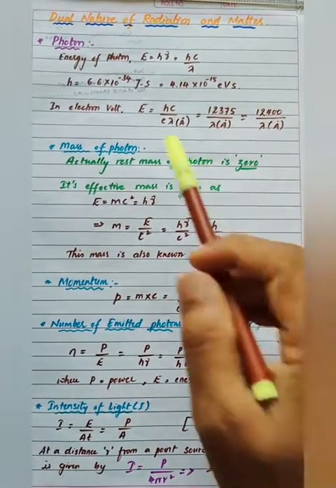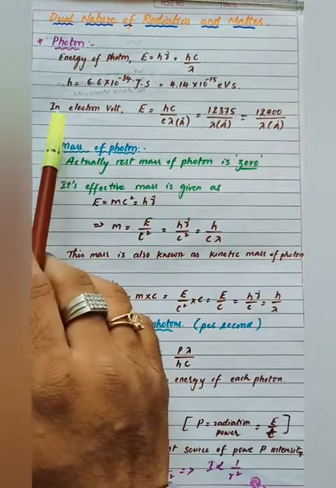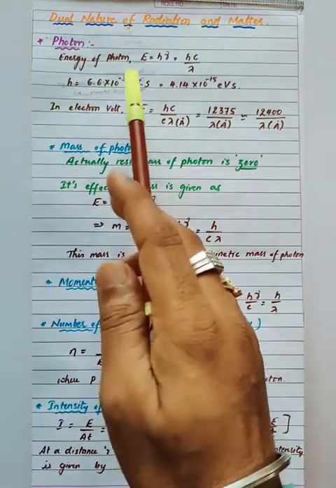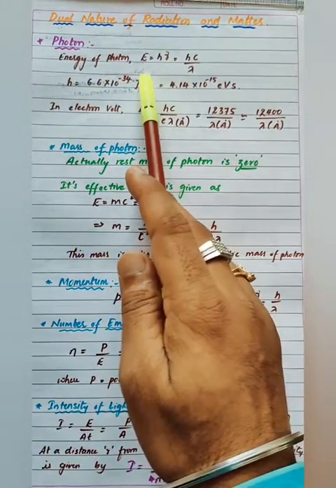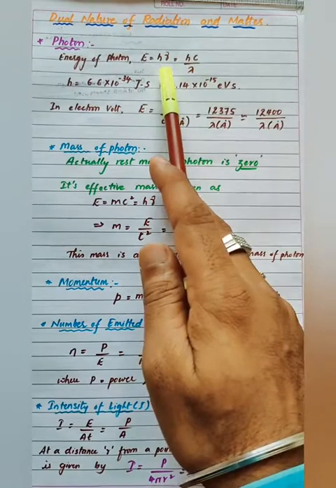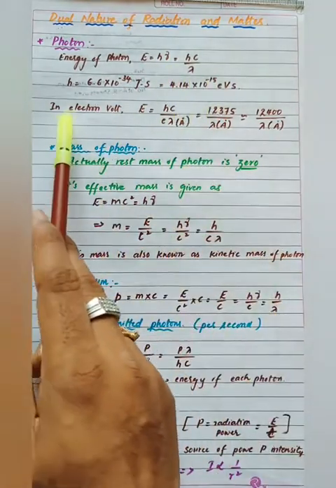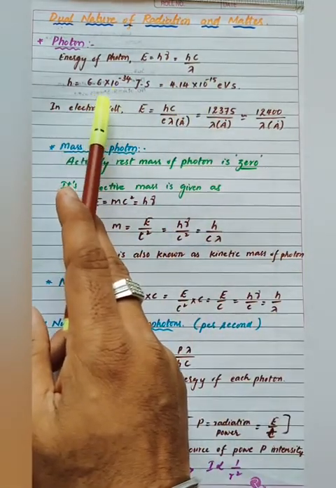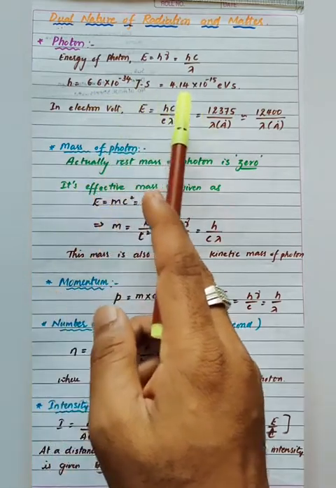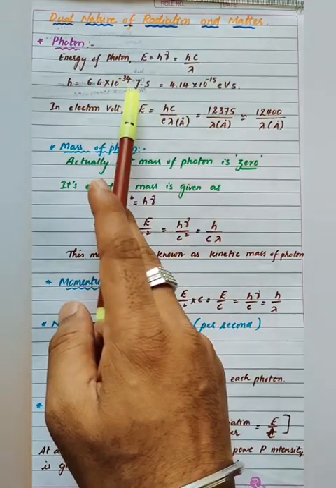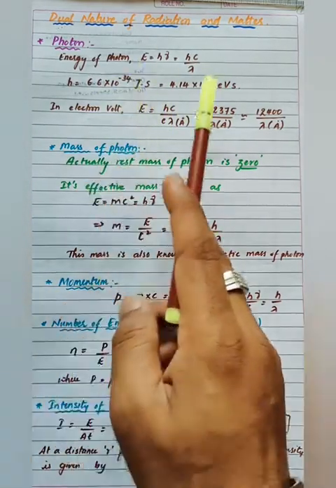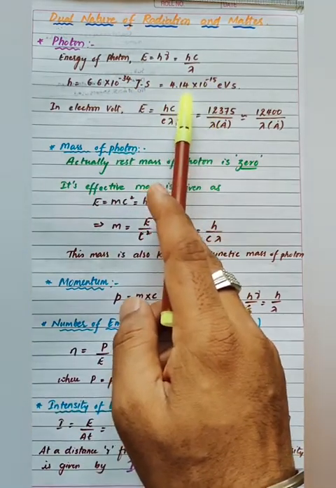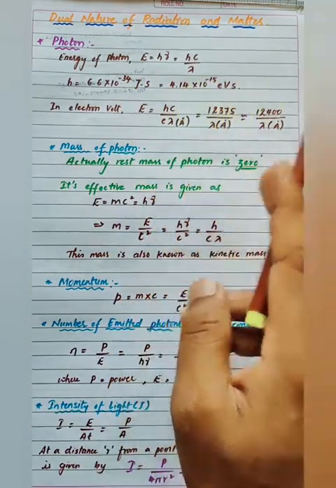So, photon. When it comes to the photon, the energy of the photon E is given by E is equal to h nu, and nu is nothing but c by lambda, and the h value is 6.6 into 10 power minus 34 joule second. And if you convert this joule second as a unit to electron volts, then it will be 4.14 into 10 power minus 15 electron volt second.